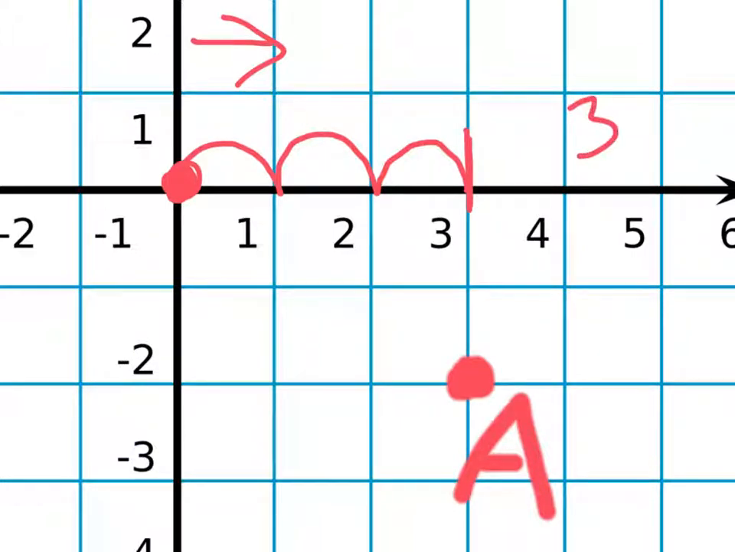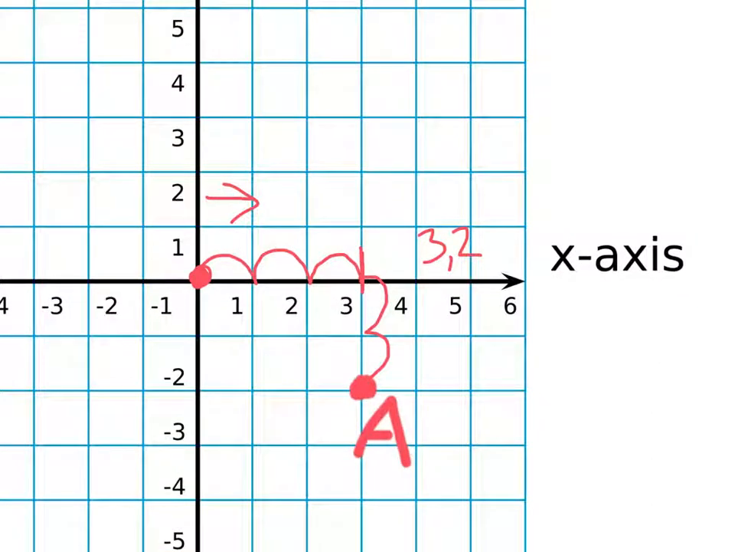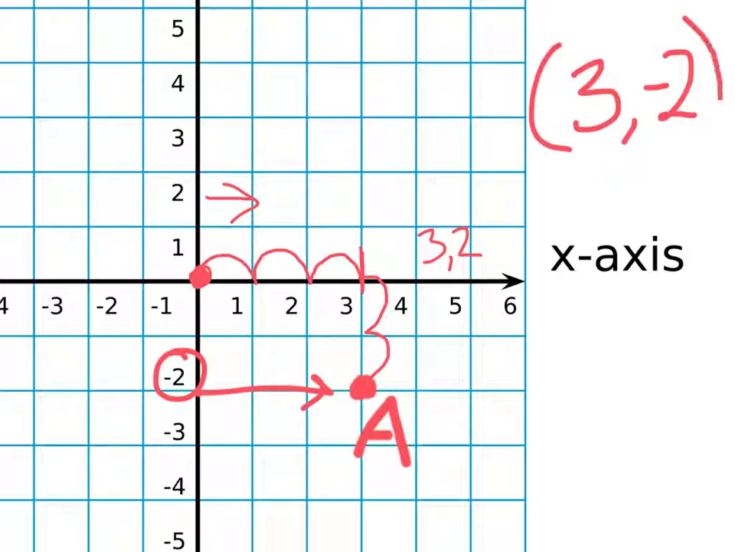And then how many are we going to count up or down? Clearly it's down, so I'm going to count 1, 2. When we zoom out a little bit, we counted over 3, and it was a positive 3, and then we counted down, and I know that's a negative. If I'm confused about that, I can see that there's that negative 2 right here. So our coordinate point is going to be 3, comma, negative 2. That tells us exactly where this is on the coordinate plane.